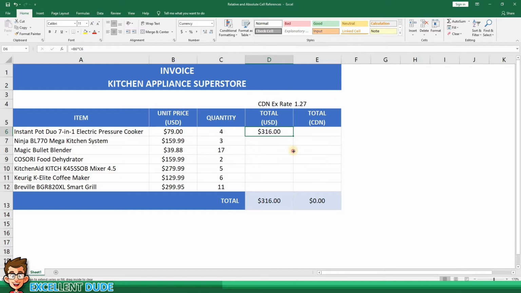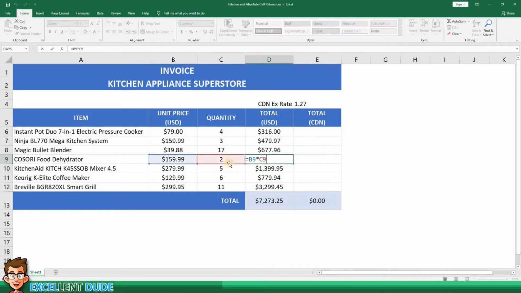I can now copy the formula using the fill handle to the remaining rows. If I look at the formula for any of the rows by double-clicking, I can see that it's calculating the correct value for the row. These are relative cell references because Excel looks at the cells relative to the formula. In this instance, for each new row, Excel will update the formula so that the formula and the cells are adjacent to each other.